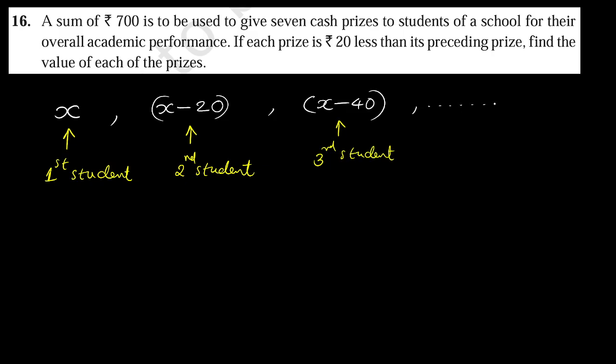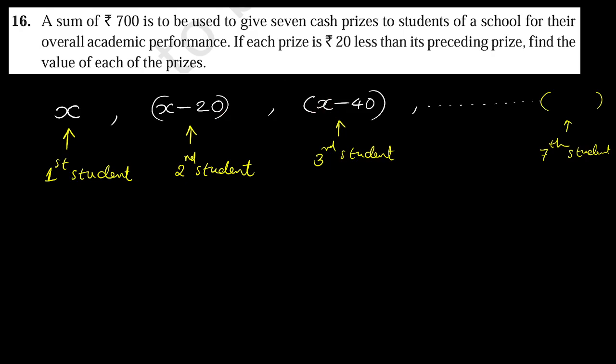How many students are there? There are 7 students. The last amount received by the 7th student, I have no idea, but I don't want to find it. In this way it proceeds. So the amounts form an arithmetic progression with common difference minus 20. The first term plus minus 20 you get the second term. Second term plus minus 20 you get the third term.